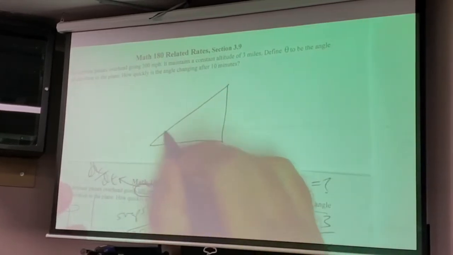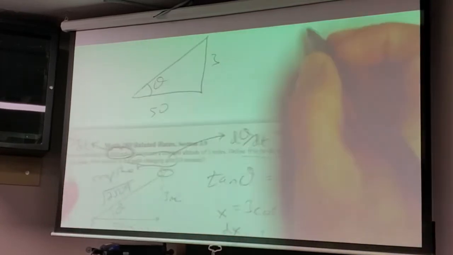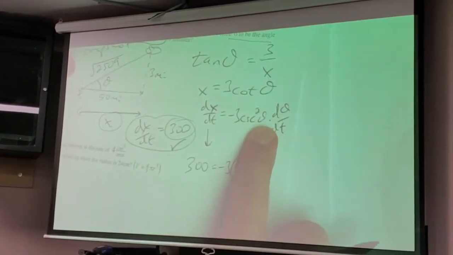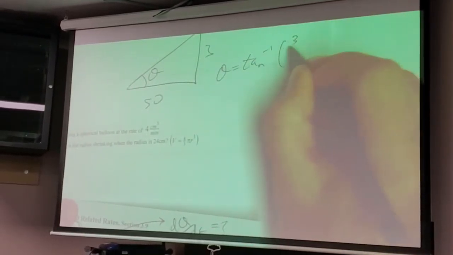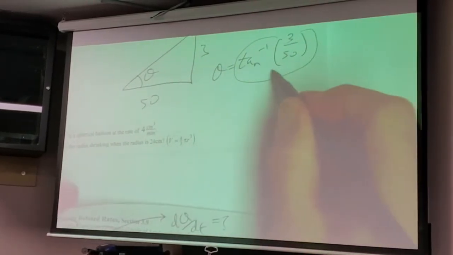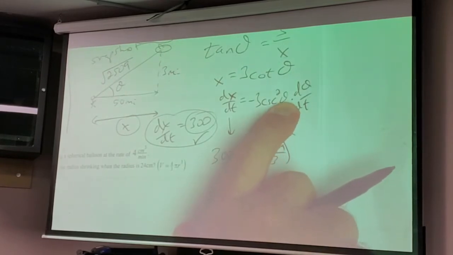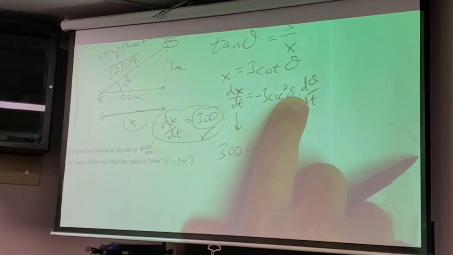So here's the triangle again. I want to know what theta is, right? I can look at it like that. What would theta be? It would be the inverse tangent of 3 over 50, right? Then you have to plug this in here. Yes? Isn't that kind of gross? Is that like impossible? Of course not. Is it a little gross? Yeah.